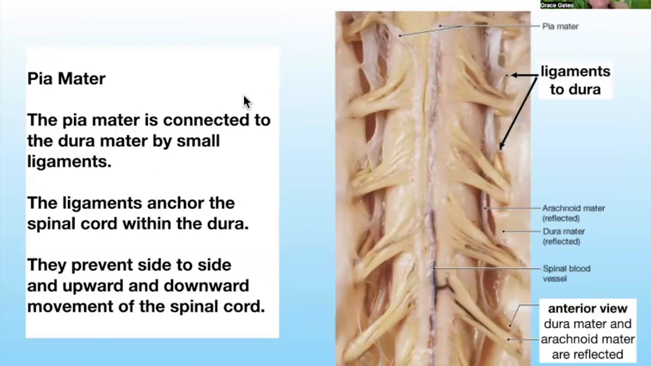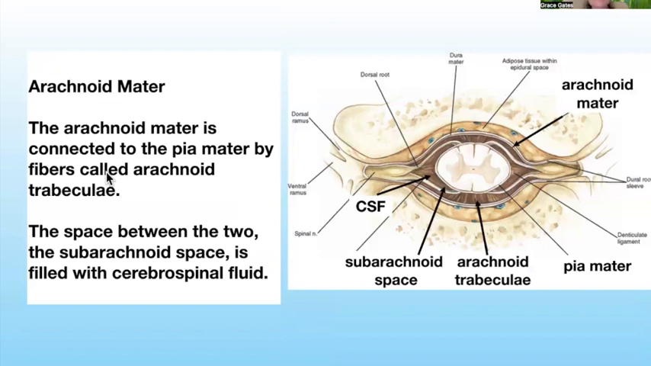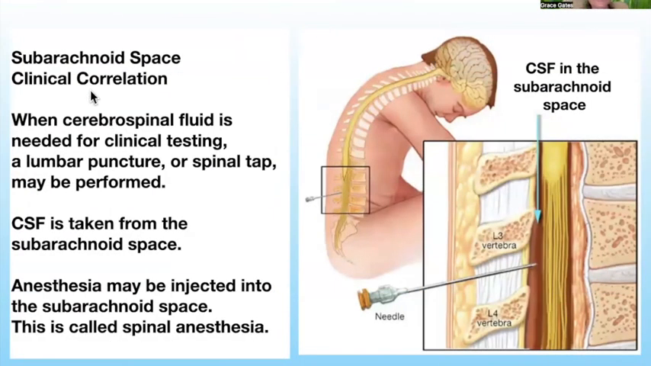The pia mater is connected to the dura mater by small ligaments. The ligaments anchor the spinal cord within the dura. They prevent side-to-side and upward and downward movement of the spinal cord. The arachnoid mater is connected to the pia mater by fibers called arachnoid trabeculae. The space between the two is called the subarachnoid space. It is filled with cerebrospinal fluid. A clinical correlation for the subarachnoid space is that when cerebrospinal fluid is needed for clinical testing, a lumbar puncture or spinal tap may be performed.